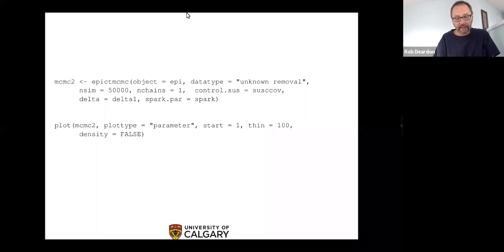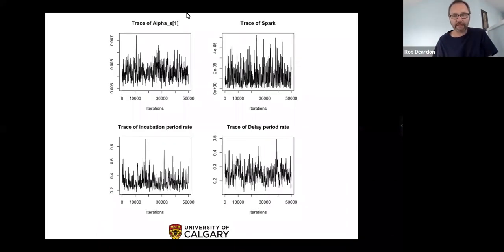So the epi-CT MCMC command runs my MCMC, and what I end up with are chains that look like this. Okay, so they've converged reasonably well. You'll notice that I run this MCMC for 50,000, and I'm just showing the MCMC for the parameter estimates, not for all the rows, right? The incubation periods and the delay periods, but they are being estimated as well. Okay, so this is a high dimensional problem.